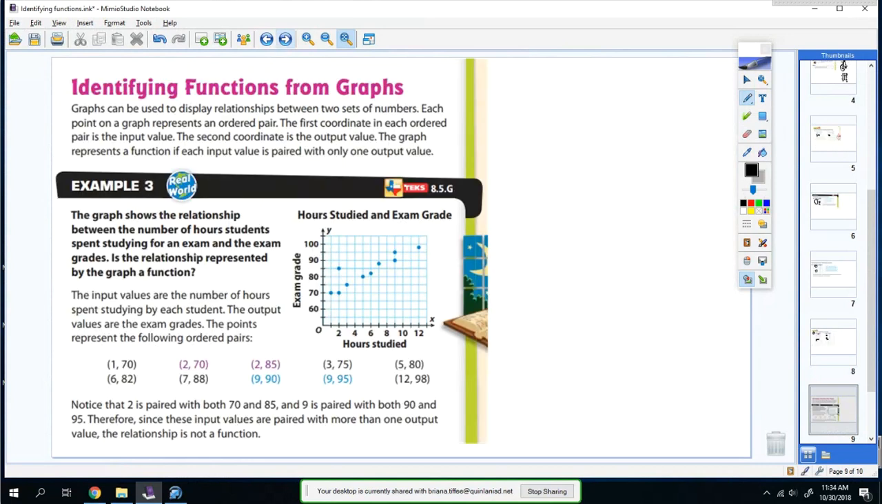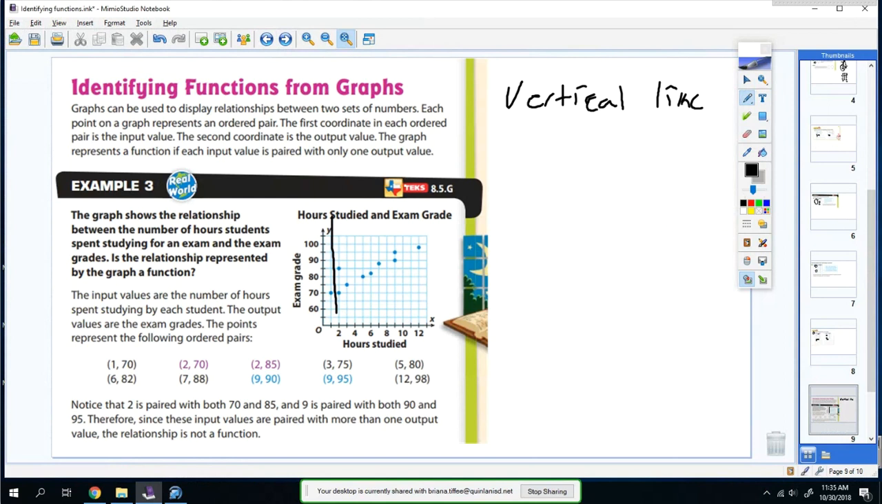Okay, so now identifying functions from a graph. When you do functions from a graph, you can actually do a line test, and I'll explain what that means. Or you can put the points into a graph or into a table. So you have a graph here, and you have all these points. What I'd like to do is called a vertical line test. And what that means is you draw lines down the graph.